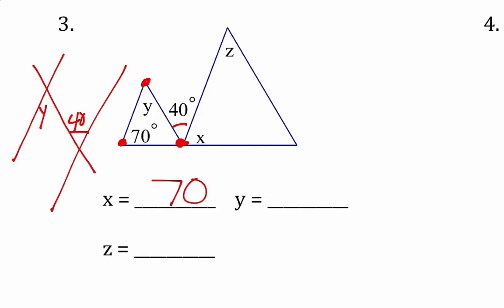While looking at those, I see that they're both inside the two lines that I drew, but they're on alternate sides of the transversal, so those are alternate interior. Alternate interior are congruent when the lines are parallel, so Y is 40.